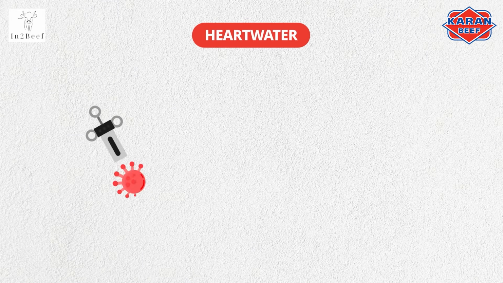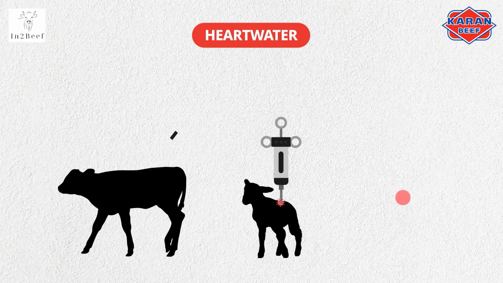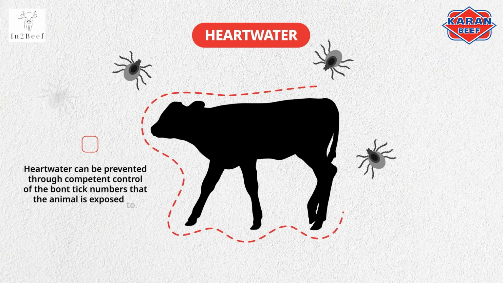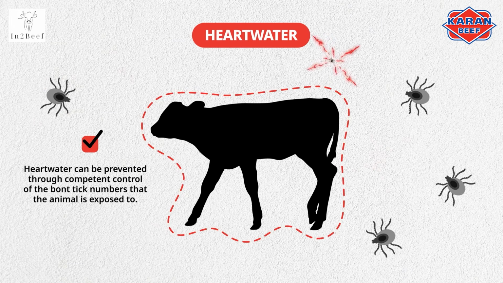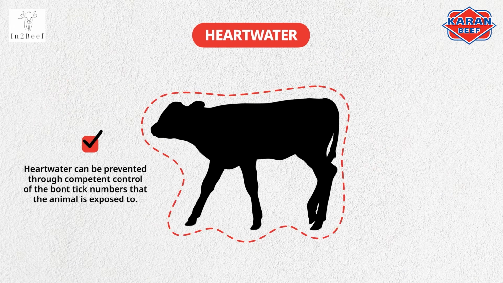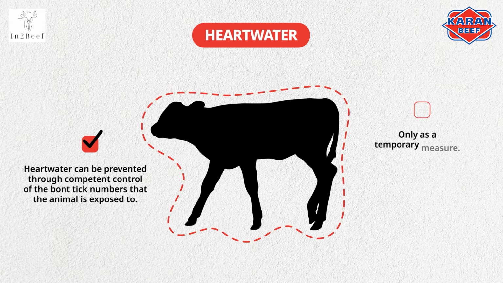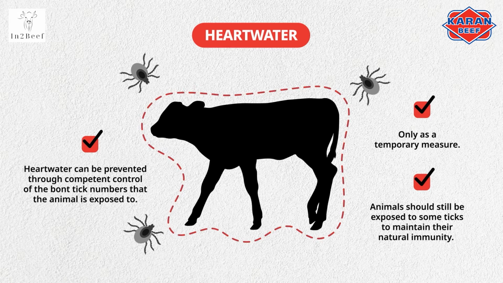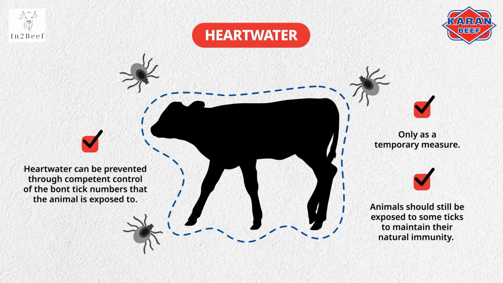Should one suspect that an animal is sick, the temperature needs to be taken, and if the animal has a fever, it must be treated. Heartwater can be controlled through the vaccination of young calves, lambs, and goats. Ideally, heartwater can be prevented through competent control of the bont tick numbers that the animal is exposed to, but only as a temporary measure. Animals should still be exposed to some ticks to maintain their natural immunity.